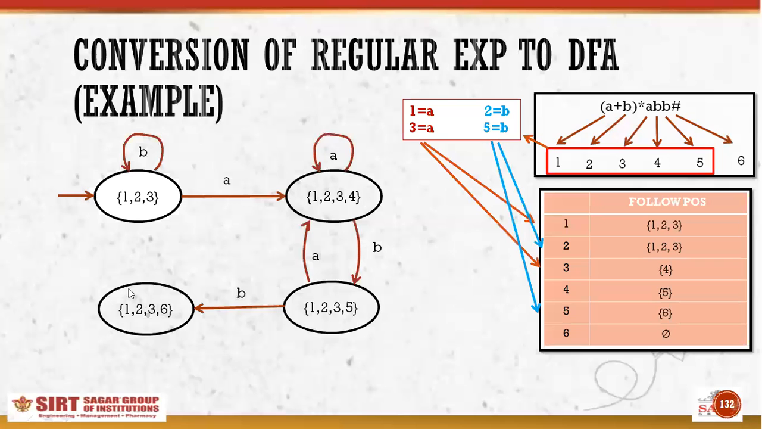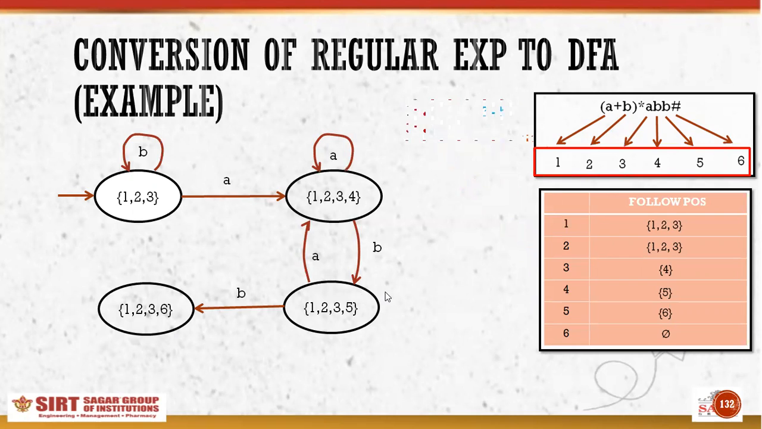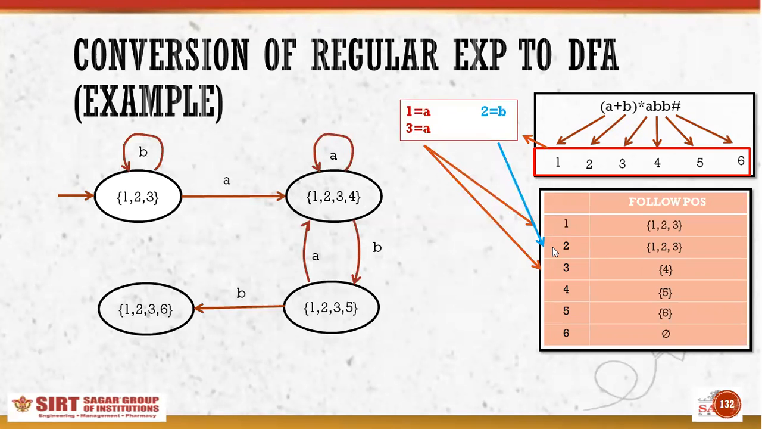Now considering 1, 2, 3, 6, we have another new state. Again, the same process will happen. In 1, 2, 3, 6, 1 and 3 are A and 2 is B. 6 will be ignored because it is neither A nor B, so it will not be considered in transition. Again the followpos of 1 and 3 will be combined, that is 1, 2, 3, 4. So I will make a transition over here, and the followpos of 2 will help us in making the B transition, and that is 1, 2, 3. The 1, 2, 3 state already exists. So this is the A transition and this is the B transition.